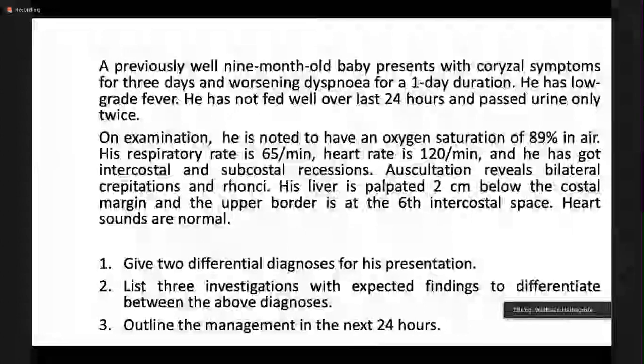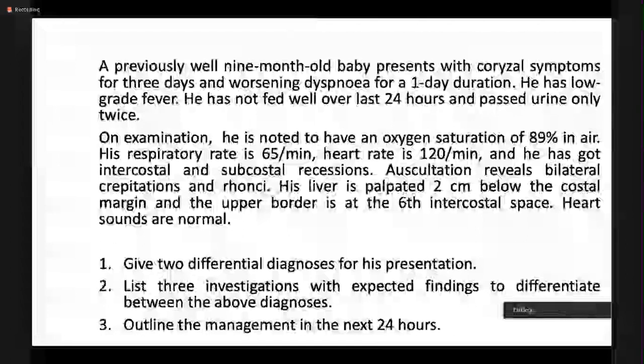What are the monitoring parameters? What parameters would you monitor? The saturation, the respiratory rate, and the heart rate, as well as blood pressure we can monitor. Sometimes it's not very practical for us to check blood pressures because they are very unpredictable. Right. So what else would you do?